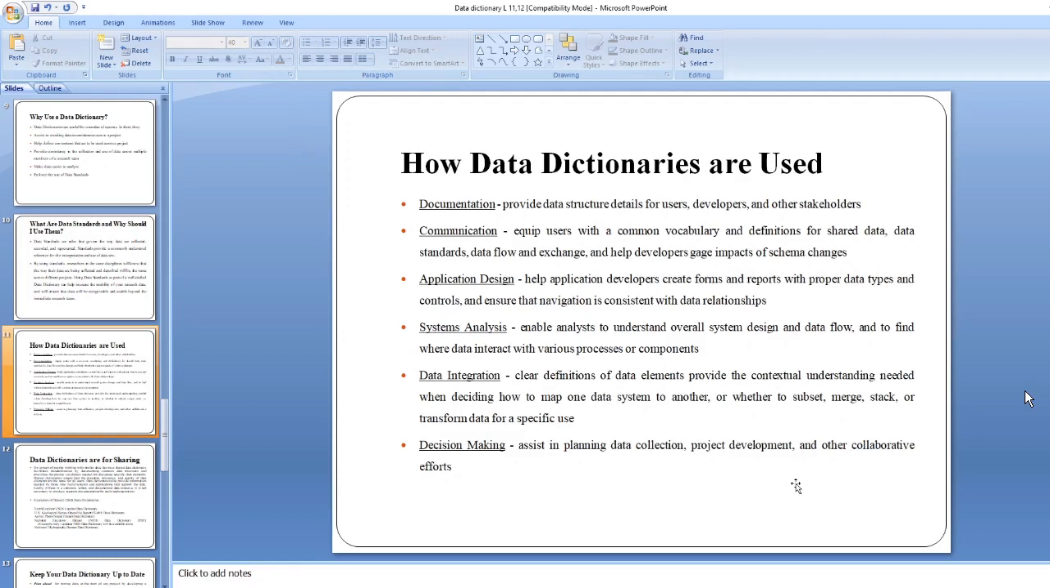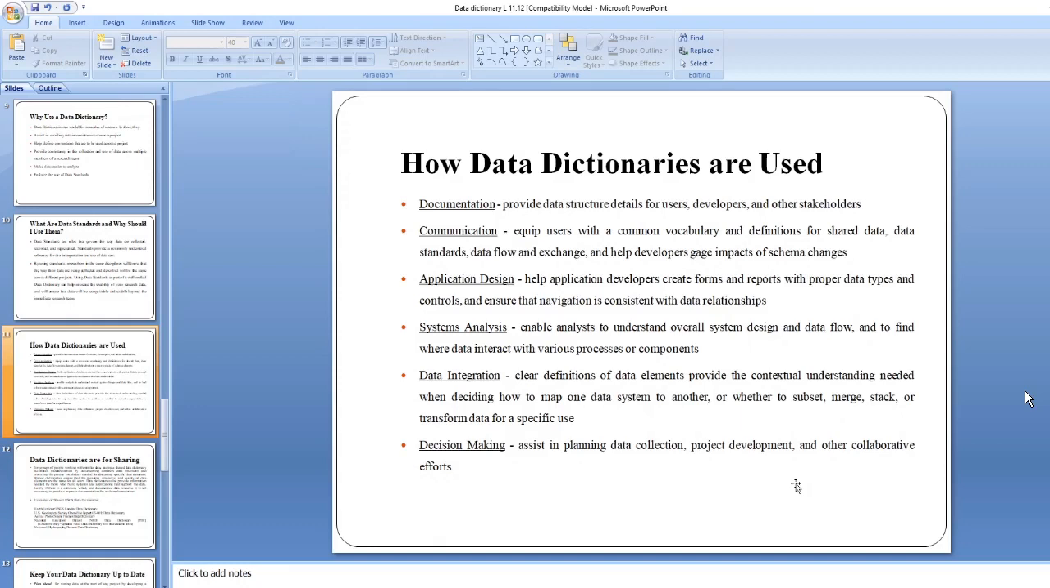Now, if we talk about communication, okay, so communication equips users with a common vocabulary and definitions for shared data, data standards, data flow, and exchange, and helps developers gauge impacts of schema changes. Now, communication would give us how the things are being communicated, how these things are being performed.